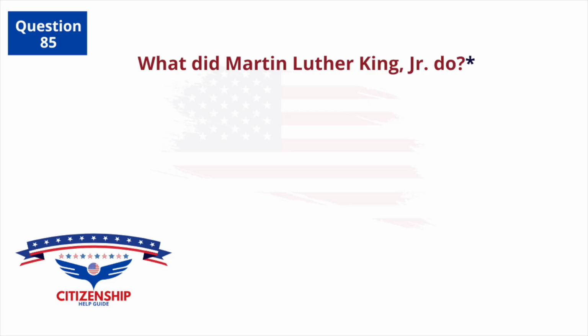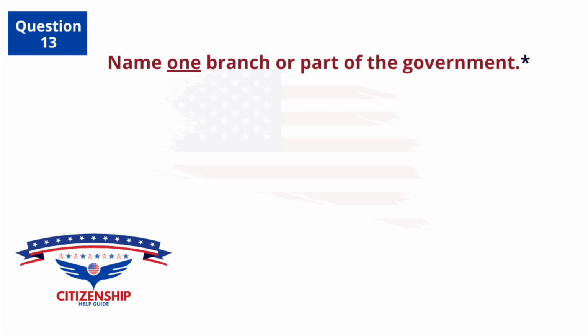What did Martin Luther King Jr. do? Fought for civil rights. Name one branch or part of the government. Congress.